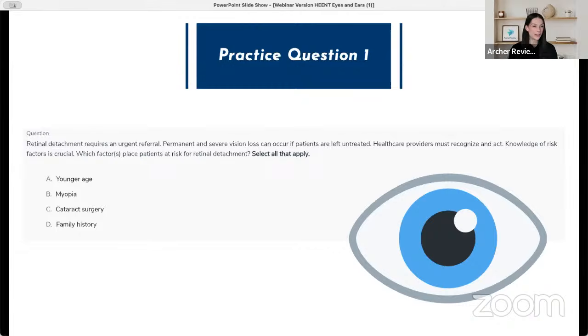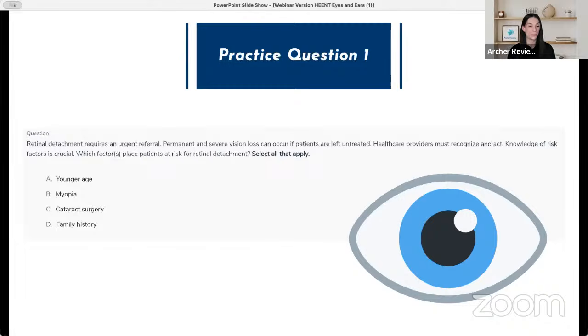So let's talk about this question. Retinal detachment requires an urgent referral. Permanent and severe vision loss can occur if patients are left untreated. Healthcare providers must recognize and act. Knowledge of risk factors is crucial. Which factors place patients at a higher risk for retinal detachment?